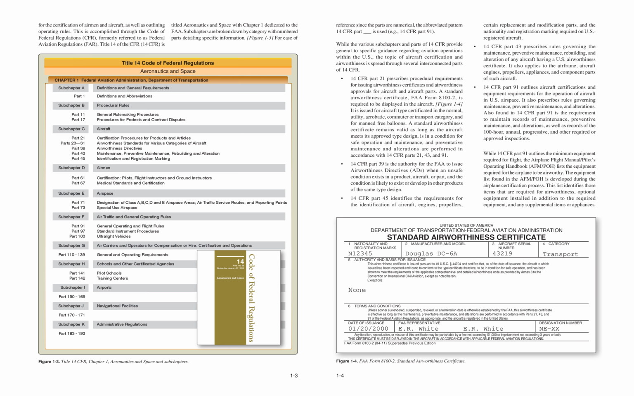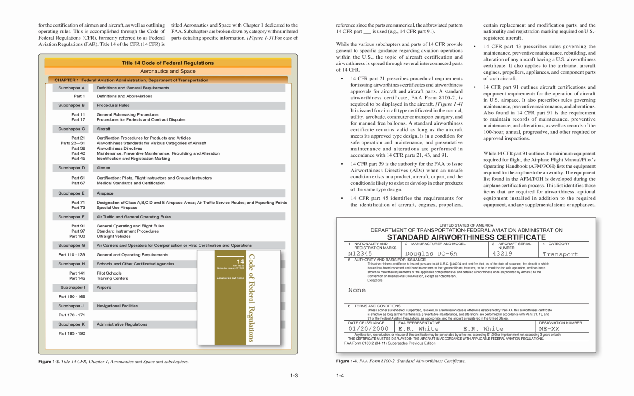The equipment list found in the AFM/POH is developed during the airplane certification process. This list identifies those items that are required for airworthiness, optional equipment installed in addition to the required equipment, and any supplemental items or appliances.